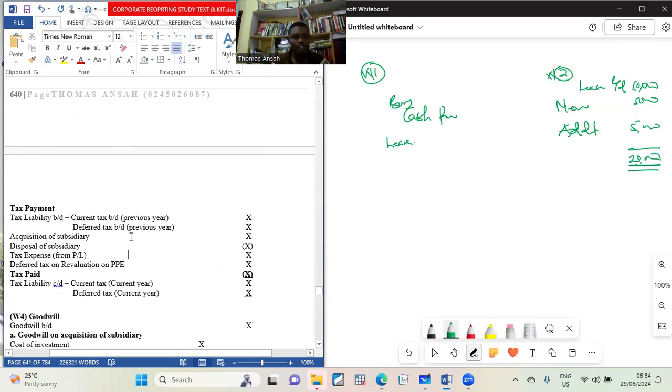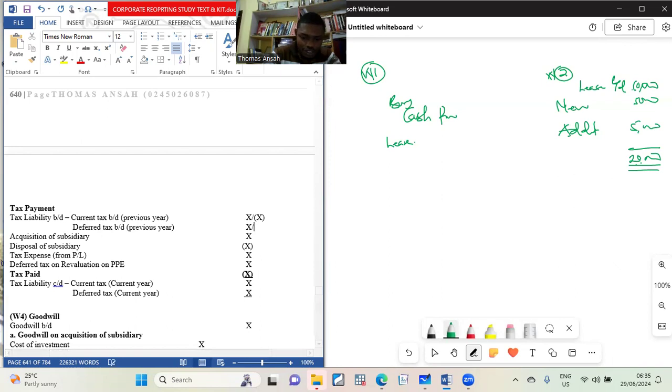Don't forget, tax is a liability account. So if there is a tax credit, you would rather put it inside a bracket. So these are your two. The balance brought down can be a tax credit. Please, if it is a tax credit, you are the one who is supposed to push it into a bracket. So take note of that.